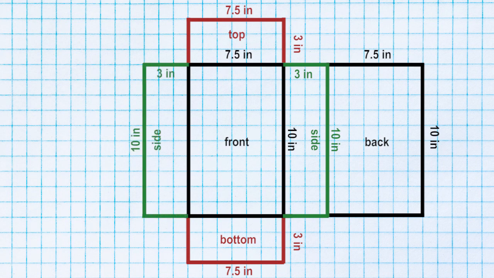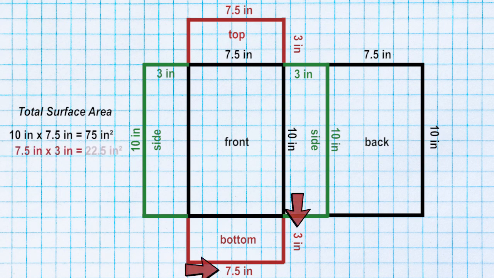The next part of the task is to calculate how much cardboard will be needed to make the box. This is done by calculating the area of each face and then adding them together, which is also known as the total surface area. The front of the box has the dimensions of 10 by 7 1/2. 10 times 7 1/2 equals 75 square inches. The next face is the bottom of the box. 7 1/2 times 3 is 22 5/10 square inches.